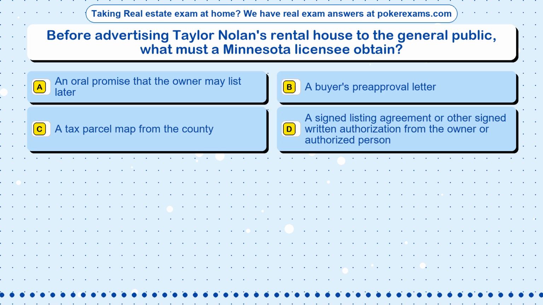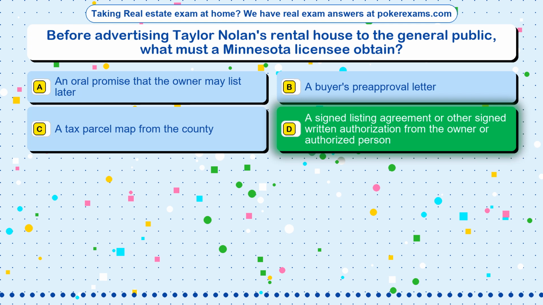Question 64. Before advertising Taylor Nolan's rental house to the general public, what must a Minnesota licensee obtain? Option A. An oral promise that the owner may list later. Option B. A buyer's pre-approval letter. Option C. A tax parcel map from the county. Option D. A signed listing agreement or other signed written authorization from the owner or authorized person.